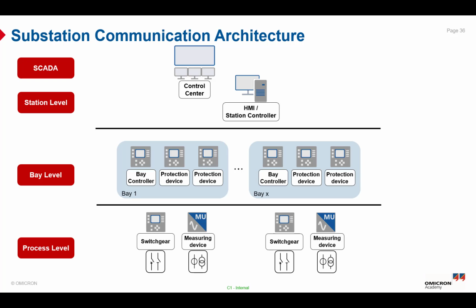Now we will talk about the substation communication architecture from the point of view of the IEC 61850 standard. So you can see in the process we have different levels here. So in the process level you will find the switchgear, like the circuit breaker, disconnectors, and so on. We have also the measuring device or the merging unit, which measures the analog voltage and current measurement and transfers it to digital values to be published on the bay level.